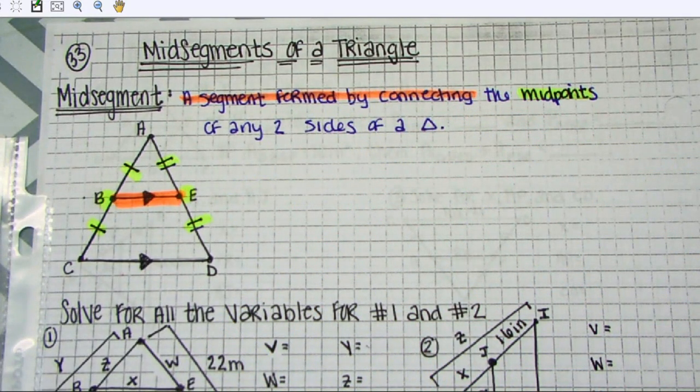It's going to go through the middle of the triangle. A midsegment is always inside of the triangle. Always. It's never going to be outside. It's never going to be a side of the triangle. It's always inside.